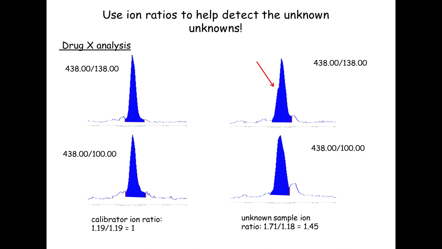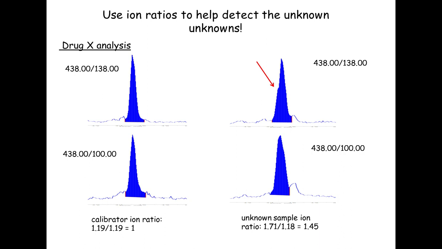Another way of adding a layer of selectivity to your method is to use ion ratio. And this can be seen here on this slide. So if we have our transition for drug X, 438 to 138, this is the peak. And then we have another transition, 438 to 100, and we get this peak.